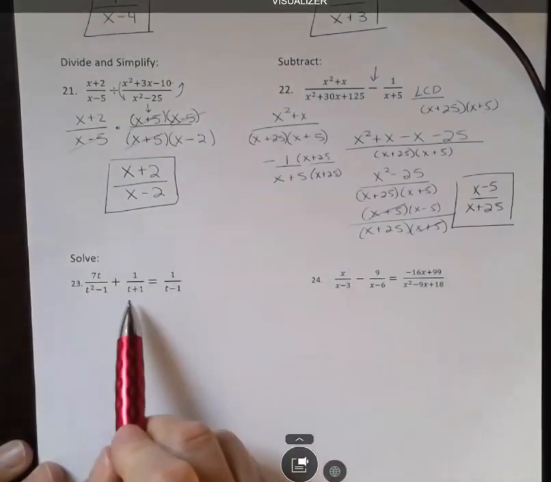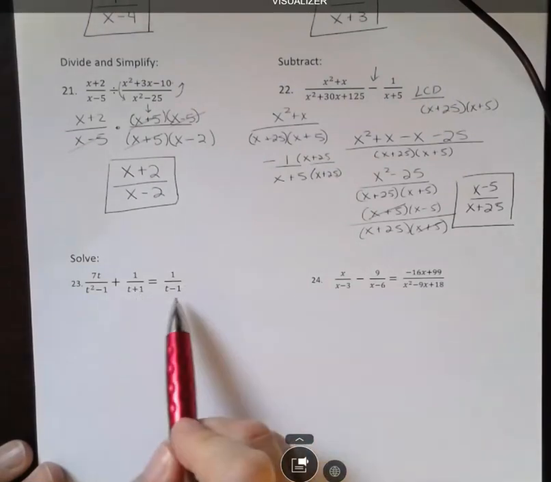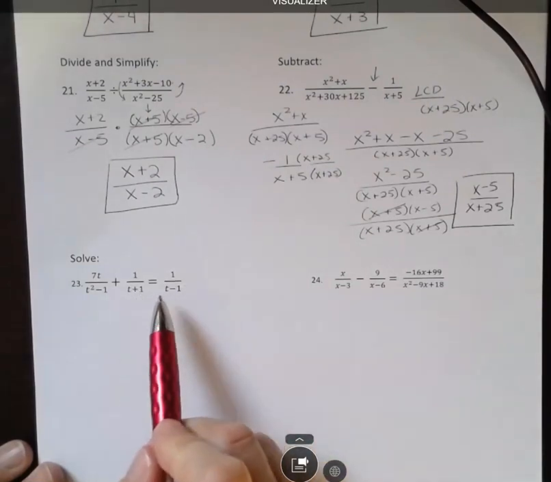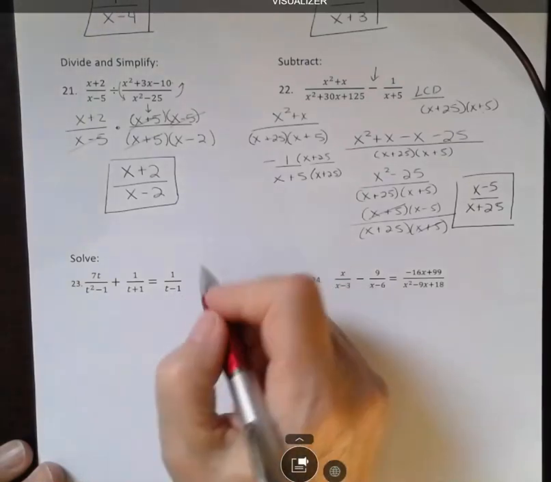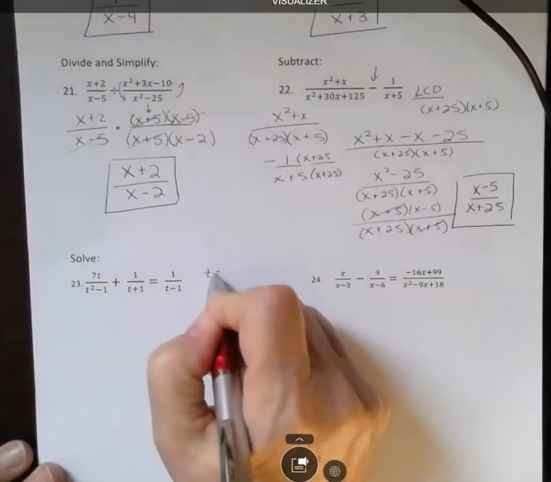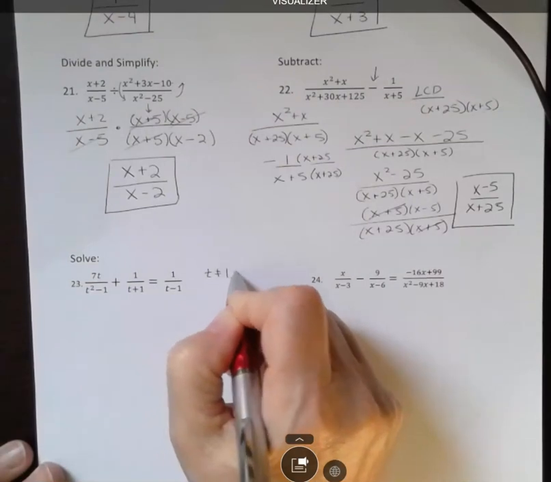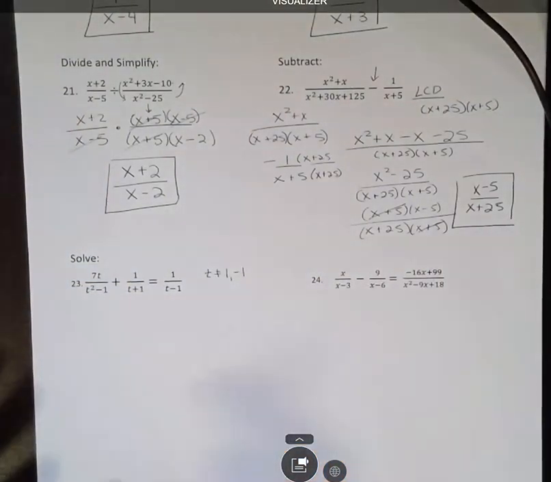In this case, if t was -1, -1 plus 1 would be 0, or if t was +1, 1 minus 1 would be 0. So our restrictions are, we know that t cannot equal 1 or -1. Now, if I get an answer of 4 or 7, that doesn't matter. But if I got an answer of 1 or -1, I couldn't use it.